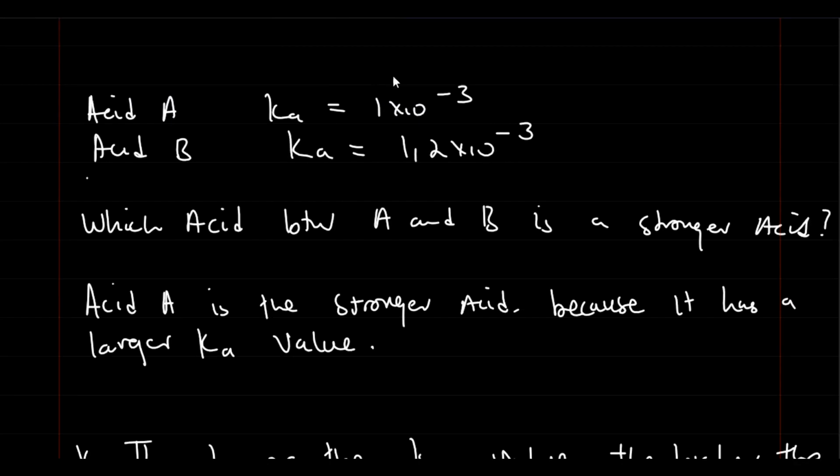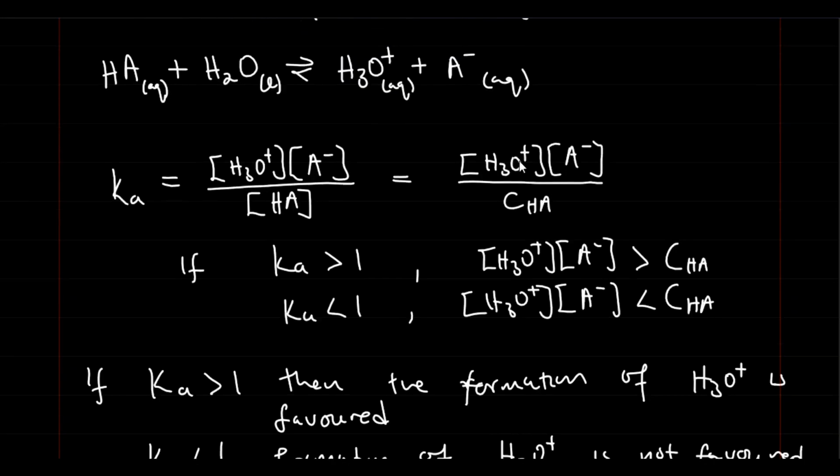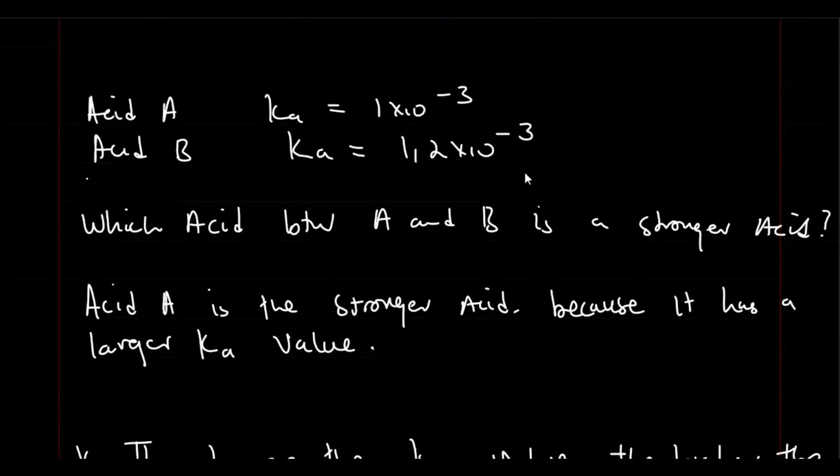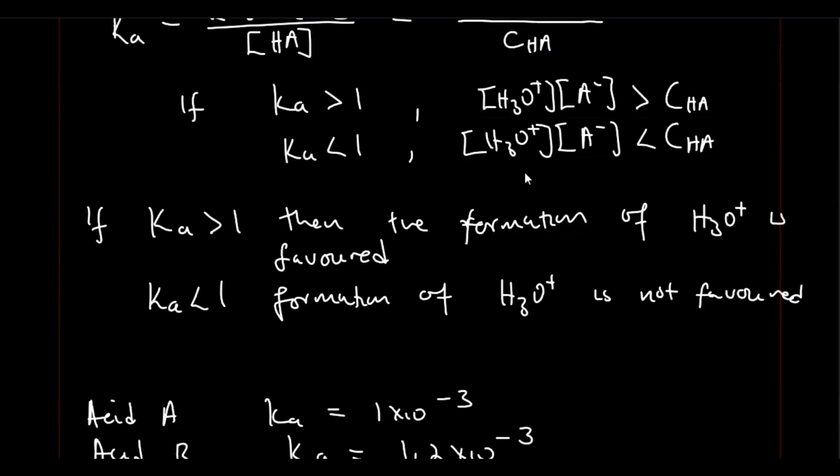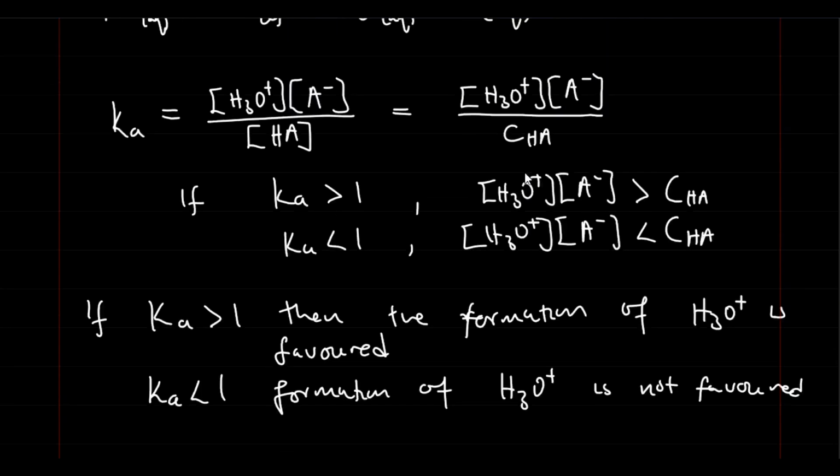The one with the lowest pH value will be what? Will be a stronger acid. But now here we have used Ka. So if I use Ka, I'm going to look at the one with the larger Ka value, and then the one with the larger Ka value, it means that the concentration of the products will be much higher as compared to the concentration of reactants.